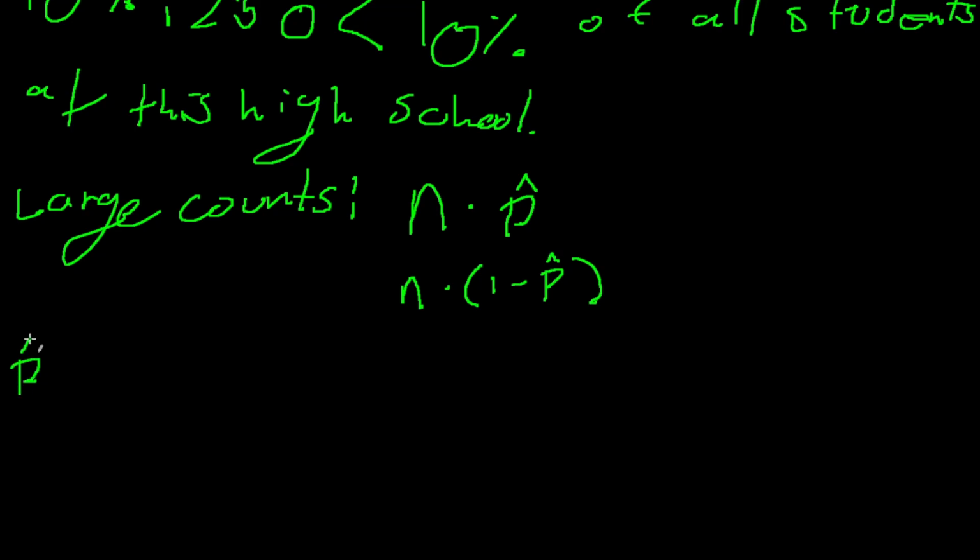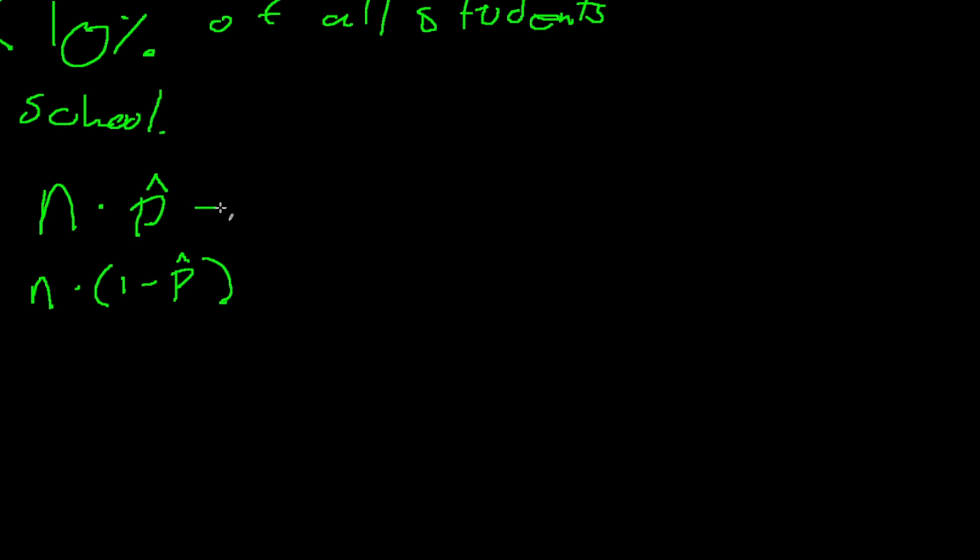So what exactly is p hat? P hat is the statistic that we found. So that's going to equal 135 students who said that they prefer online classes over 250 students that were sampled. And this equals 0.54. So now we can find our large counts conditions.